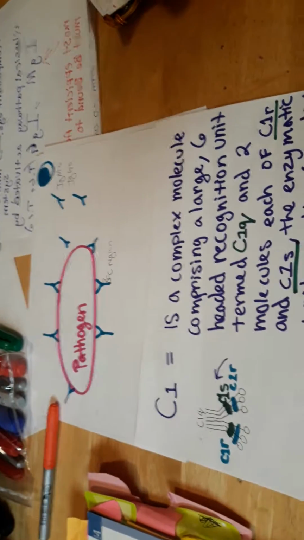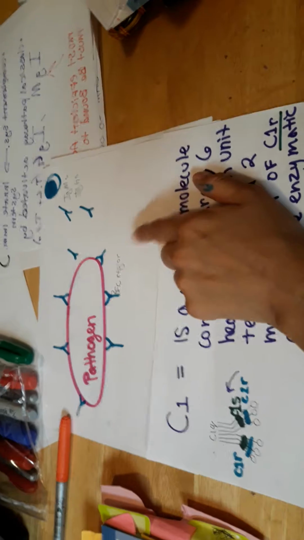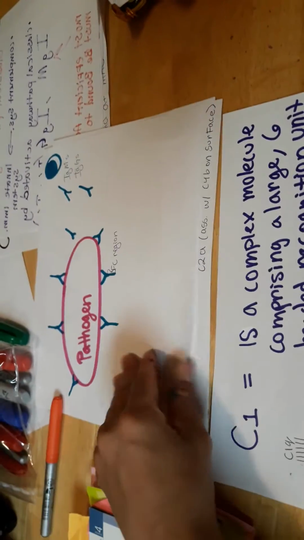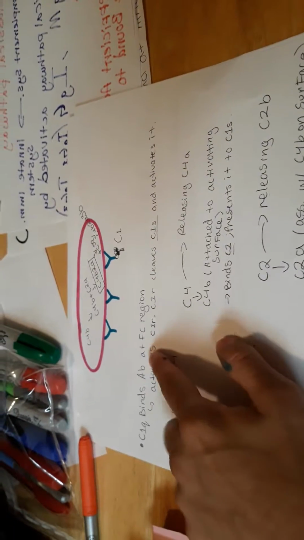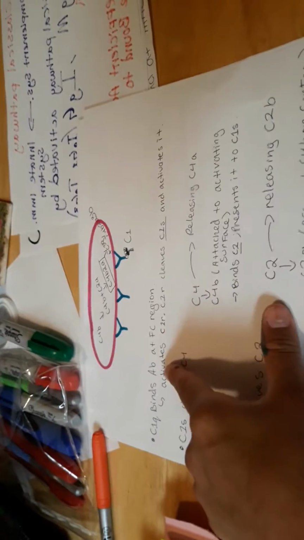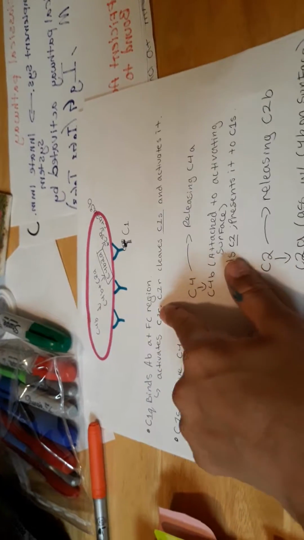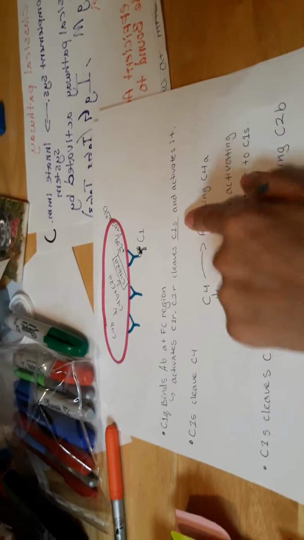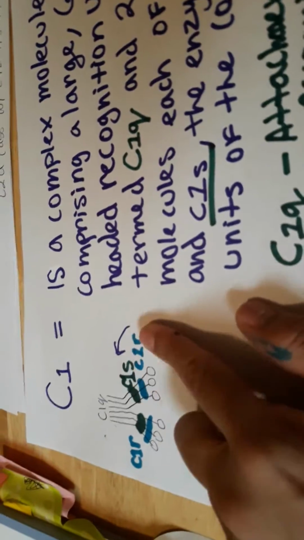And so the binding of C1q to this Fc region will actually activate C1r, okay? So C1q binds antibody at the Fc region. This activates C1r, just the sheer binding, okay? C1r then cleaves C1s and activates it. So this is all the work that C1r does. It literally just goes, okay, wake up C1s, and it activates C1s. So C1s does the work from here, okay?